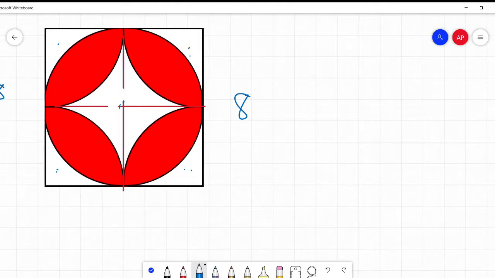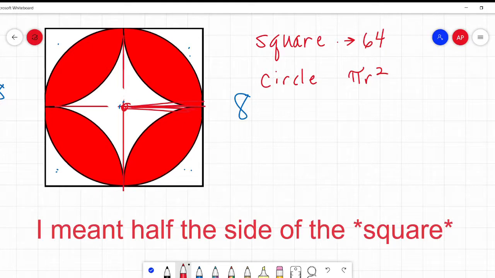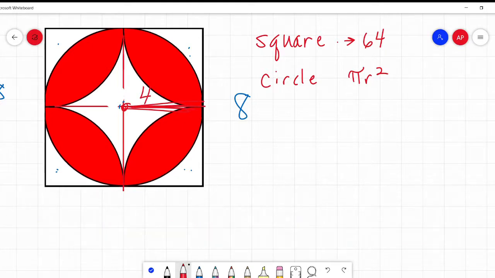Well, what is the area of the square? The area of the square, and I'm going to write this up here, we know one side is 8, so 8 times 8 is 64. The area, and I don't know the units, it's 64 something squared. Okay, and then I have my circle. What's the area of a circle? It's pi r squared. Well, what's the radius? From here to here is half the side of the square, so the radius there is 4. So the area of the circle is pi times 4 squared, or 16 pi.